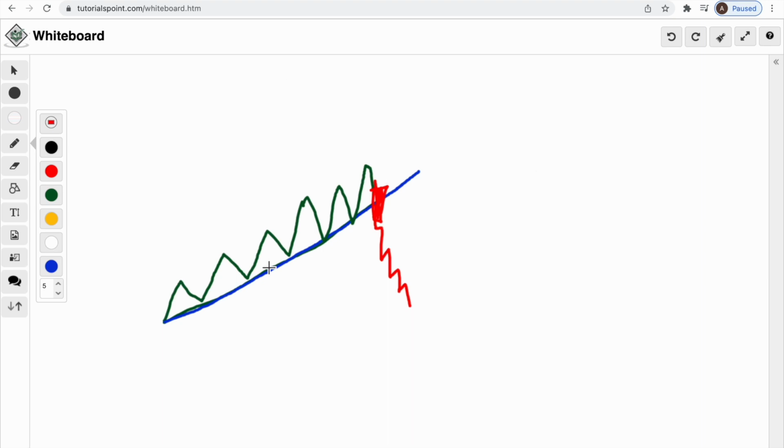So when it's taking support along a trend line and then it breaks, we refer to this as a trend line breakdown. And then at this point, when the trend line breaks, we can sell, or go short in the market or in a stock. Probably intraday, we can sell.